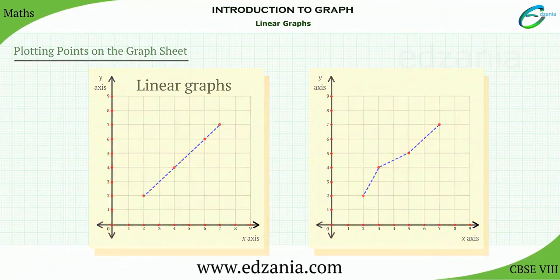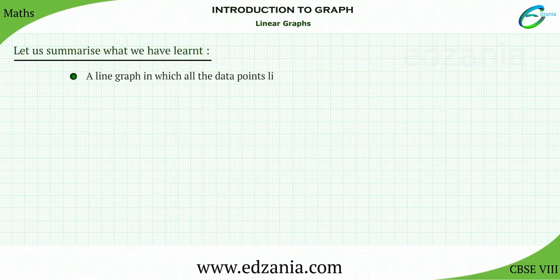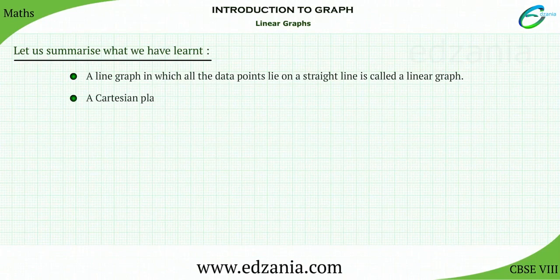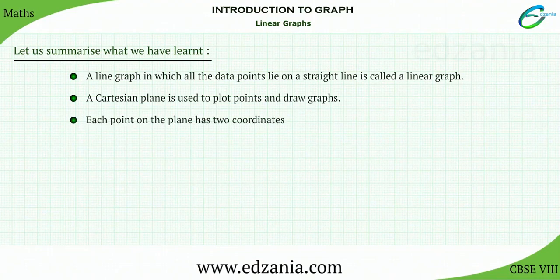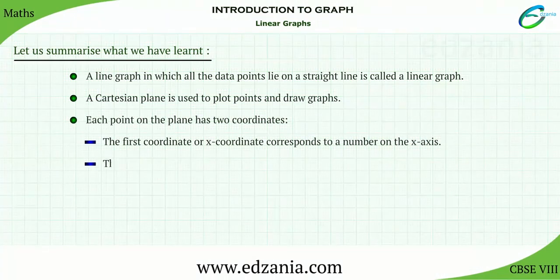Let us summarize what we have learned. A line graph in which all the data points lie on a straight line is called a linear graph. A Cartesian plane is used to plot points and draw graphs. Each point on the plane has two coordinates. The first coordinate or x-coordinate corresponds to a number on the x-axis. The second coordinate or y-coordinate corresponds to a number on the y-axis.